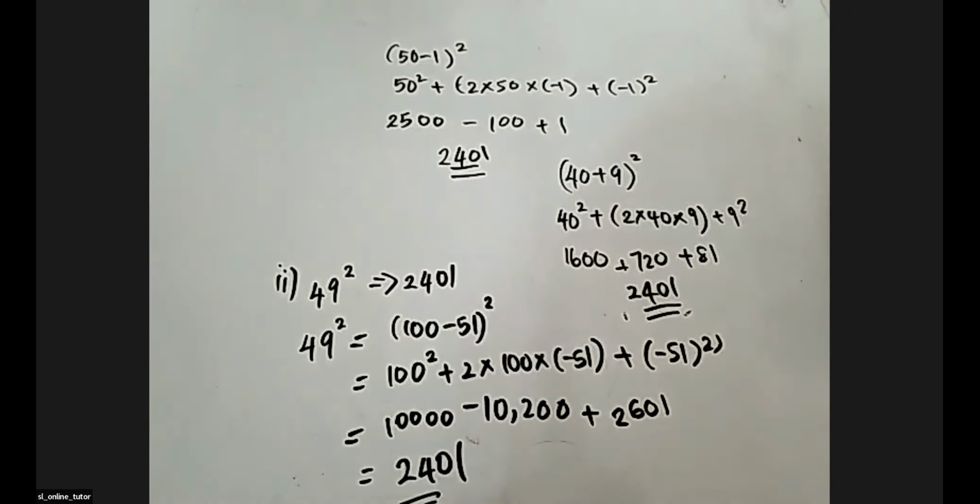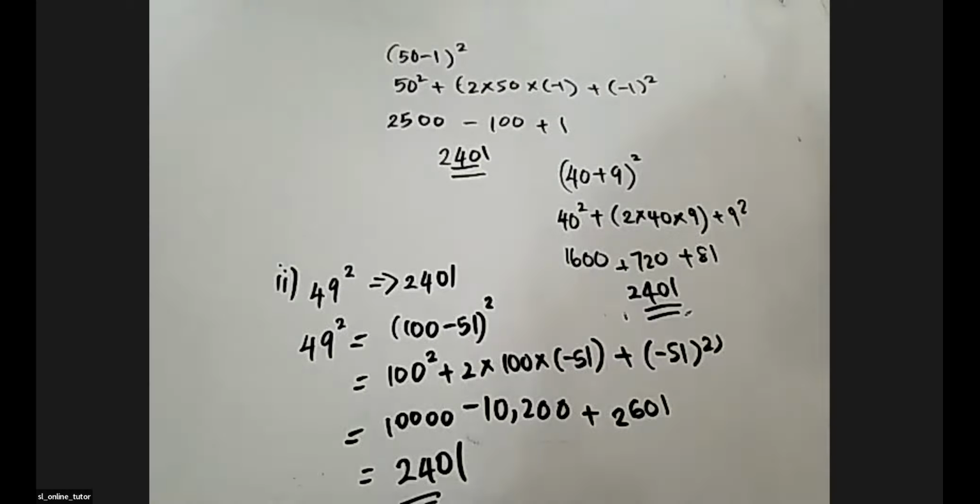Teacher, 720 won't come, na? For which one? For 2 into 40 into 9? Yeah. Why? 2 into 40, you are getting 80. 80 times 9 means 72. 72 is 720, correct? Multiply and see.